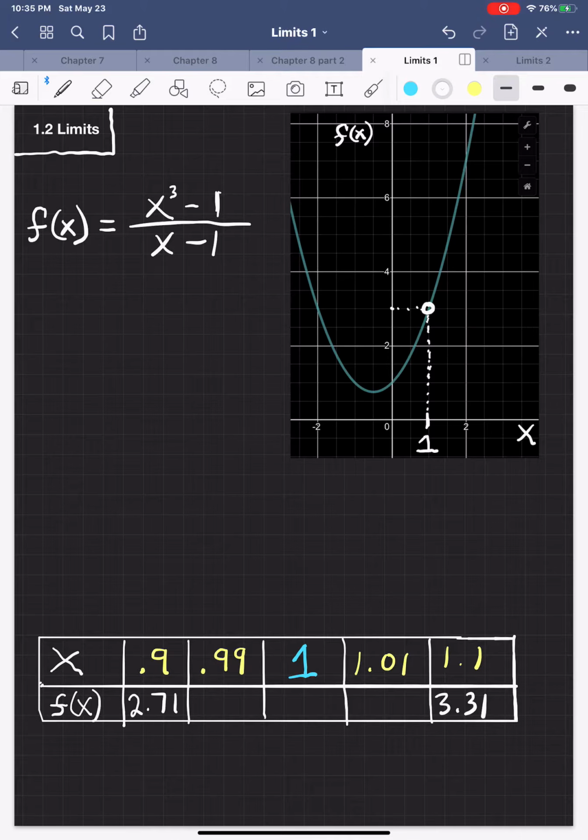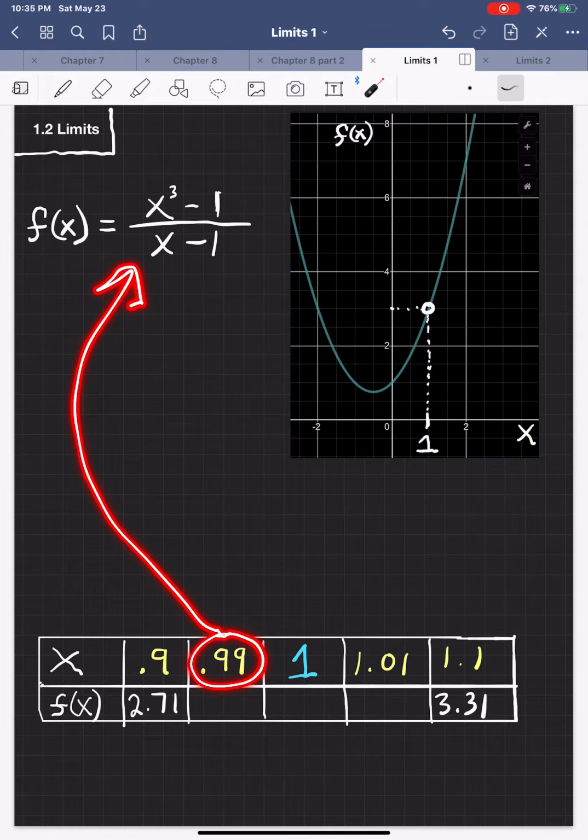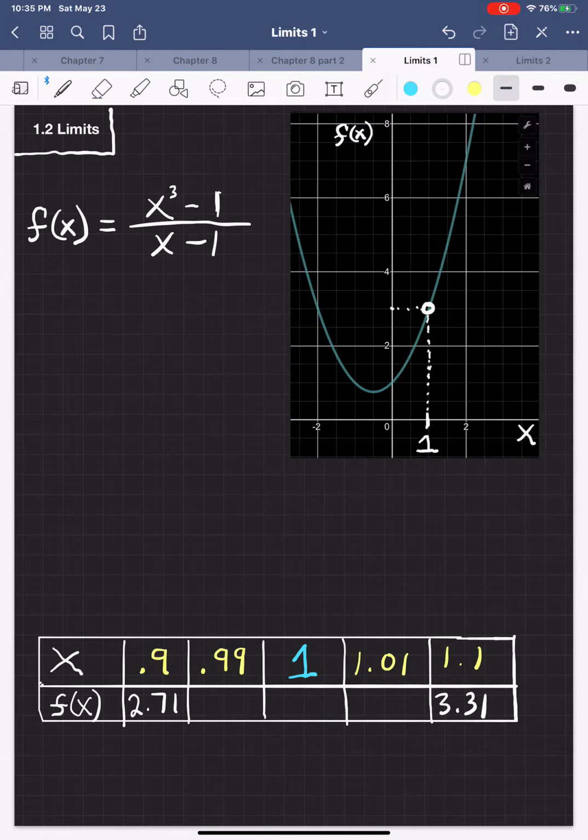Again, if you see any silly mistakes, run with it, okay? So let's do better. We can get closer to 1. So let's plug 0.99 in for x. Now, 0.99 gives us 2.97, okay? And if you plug in 1.01, you should get 3.03.